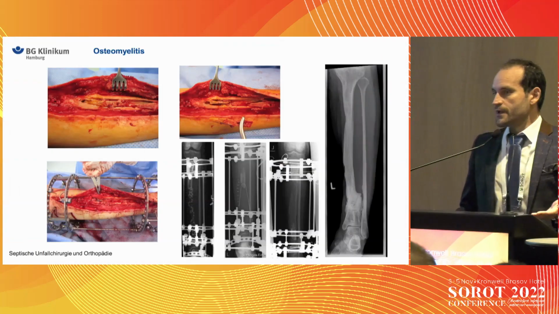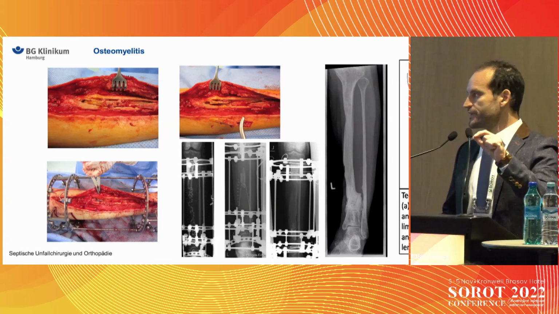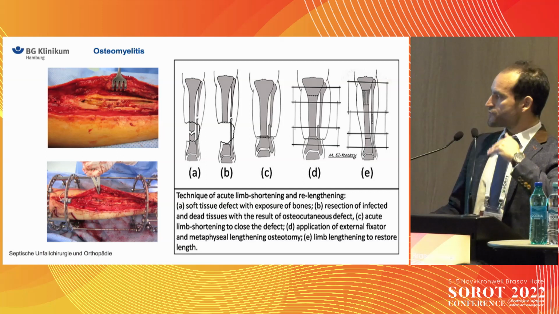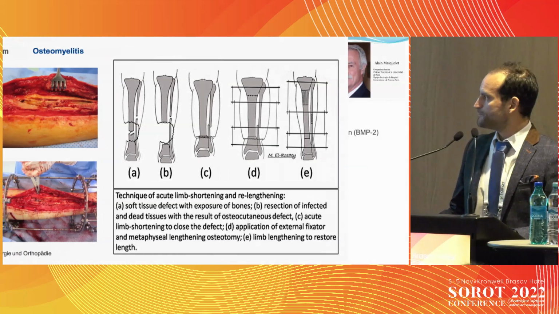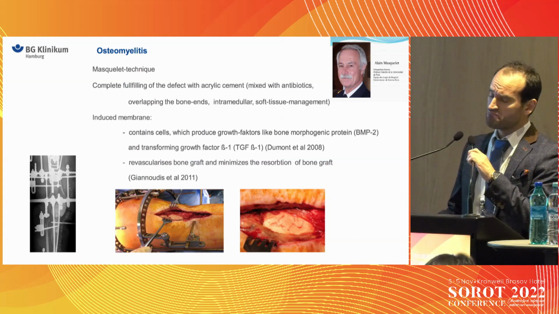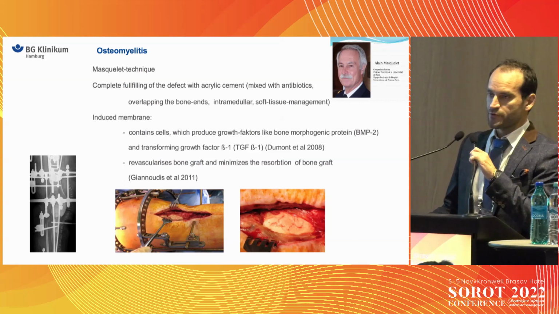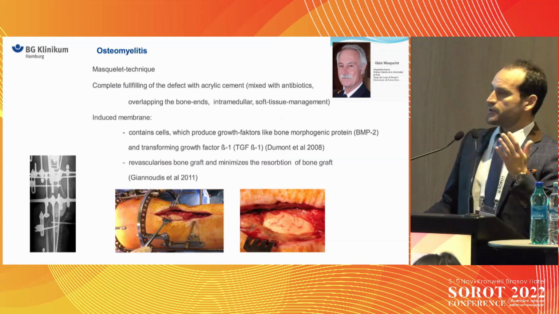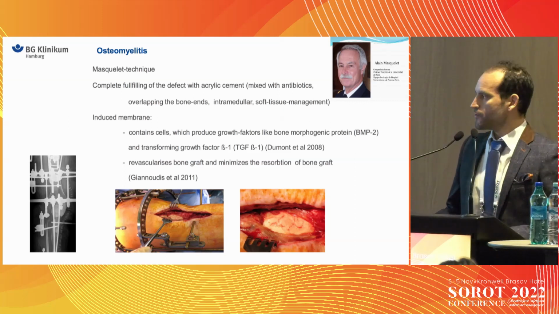And with the Taylor frame, we can perform the limb shortening, and then the distraction, which will lead us to the real lengthening of the limb. We have also the Masquelet technique. The Masquelet technique is not such an easy technique to perform. Actually, you can only remember the induced membrane bone growth, okay?